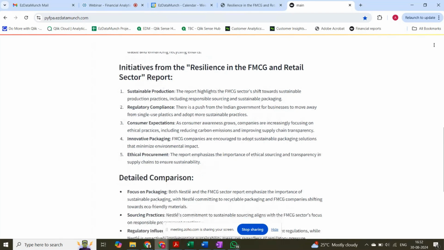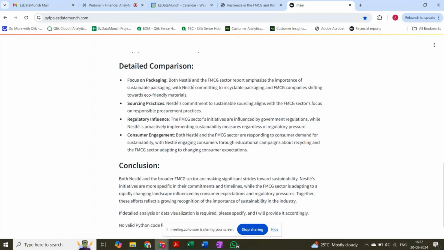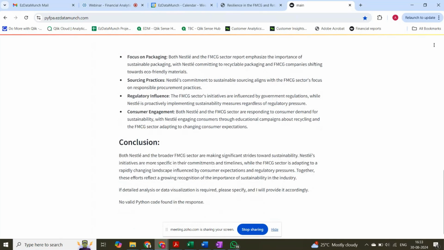And finally, on the actual comparison. So it says focus on packaging. Both Nestle and the FMCG sector emphasize the importance of sustainable packaging, with Nestle committed to recyclable packaging and FMCG companies shifting towards eco-friendly materials. As far as sourcing is concerned, it says Nestle's sustainable sourcing aligns with the FMCG sector's focus. Finally, it comes down to its own conclusion, and it tells us that yes, Nestle and the broader FMCG sector are making significant strides towards sustainability.